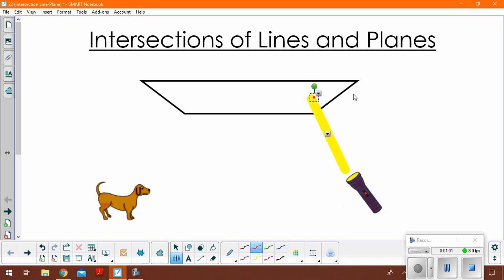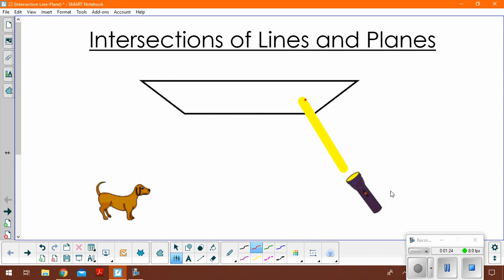So what we're really looking for here is that when I shine the flashlight, it'll hit some point on the ceiling, and I'd like to know where that point is. If I know the path of the line and I know the equation of the plane, I should be able to figure out where that point is.